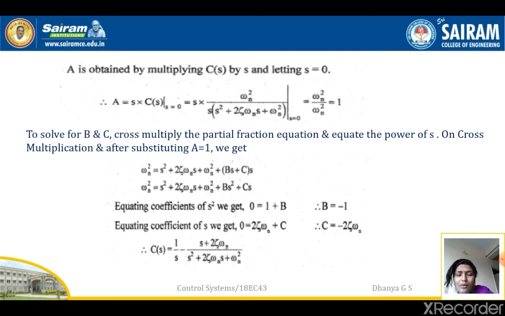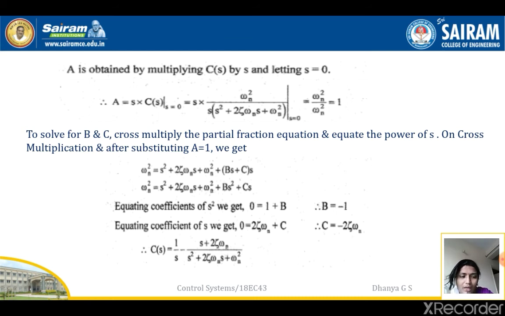Now we have to take the coefficients of s square and consider it for B. Equating the coefficient of s square, we get 0 is equal to 1 plus B. So therefore B will be equal to minus 1. Now we have to equate the coefficient of s so that we can find out what C is. When equating the coefficient of s, we get 0 is equal to 2 zeta omega n plus C. From that we can find C, so C will be equal to minus 2 zeta omega n.